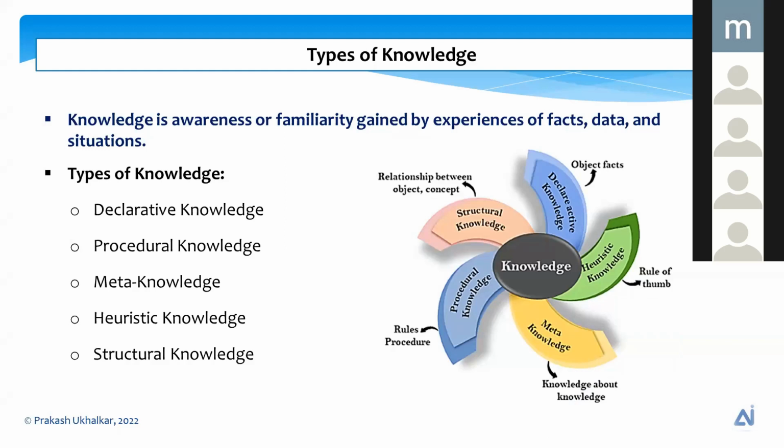Finally, we have structural knowledge, which is basic knowledge for problem solving. It describes relationships between objects, events, situations, even the knowledge component itself, and accordingly it helps the machine pick the appropriate action. So it describes the relationship that exists between concepts and objects.